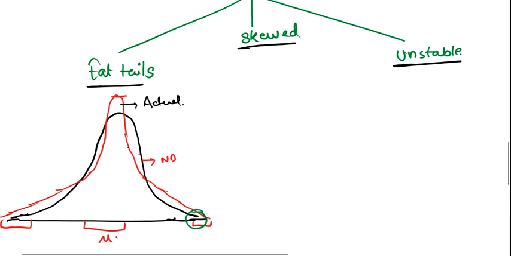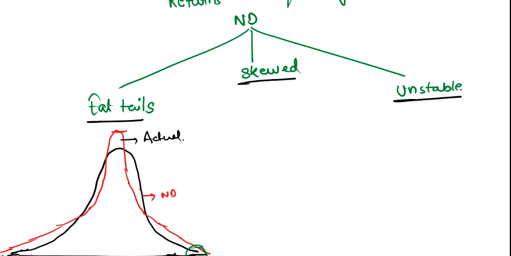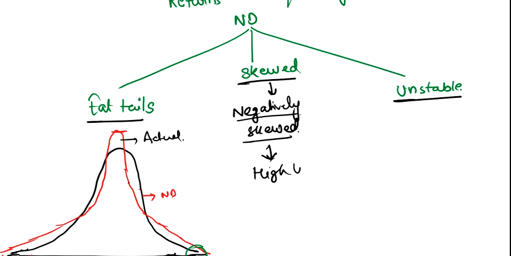Clear? Now let us come to our second point, which is about skewness, that my data have some skewness in it. So we are assuming that data follows a normal distribution, but in reality it is negatively skewed. Clear? Now when I am saying negatively skewed, what does it mean? There are chances of negative returns. There are chances of high losses. You can write down chances of high losses.